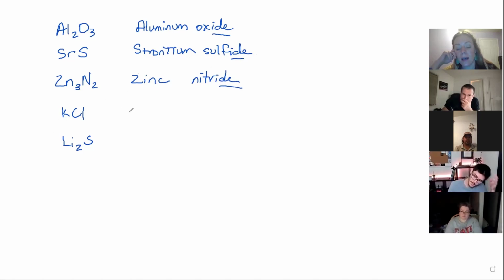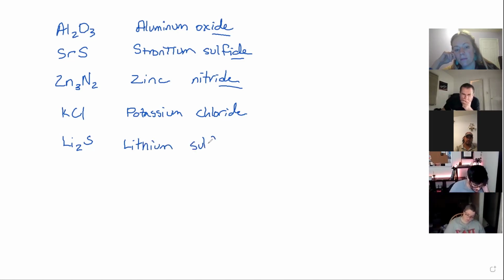This one here, K and Cl, that is potassium chloride. Last one here, lithium sulfide. Betsy asks, so the subscripts do not affect the names. In this case, they do not, okay?